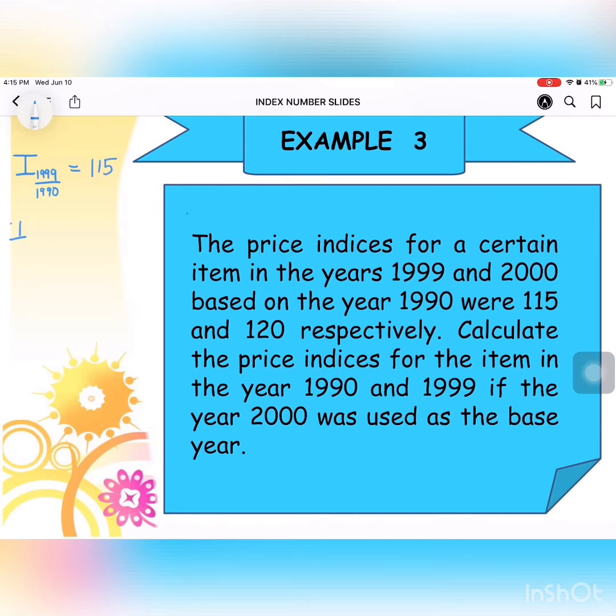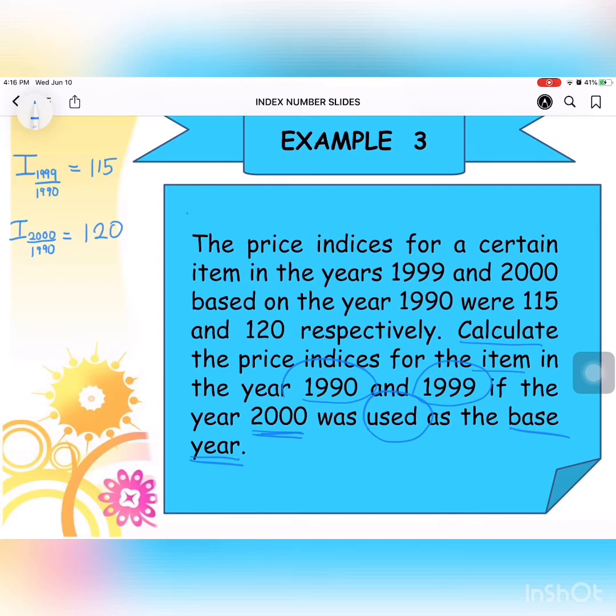And one more: 2000 based on 1990 equals 120. Now the question is, we have to calculate the price indices for the item in the years 1990 and 1999 if the year 2000 was used as the base year. So in this case, we have to take 2000 as the base year.